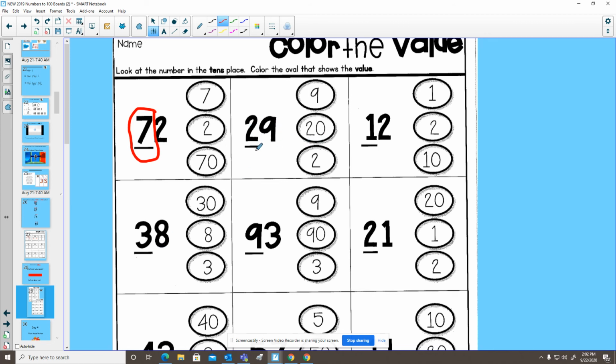Let's look at this 29. The 2 is underlined. We know that 2 is in the tens place. So how much is that 2 worth? Is it worth 9? No. Is it worth 20? Yeah, because you have two tens, which equals 20.